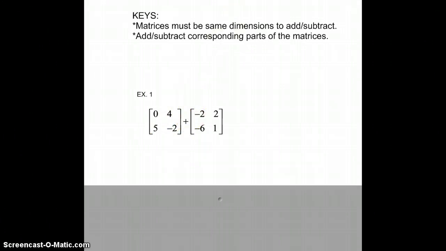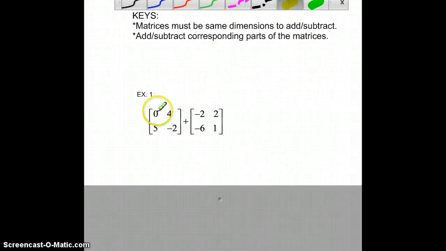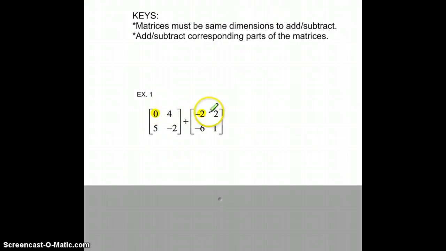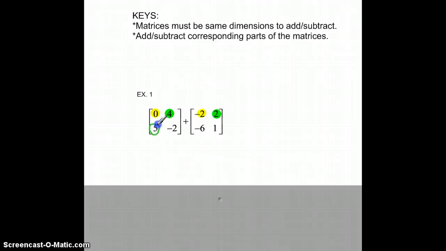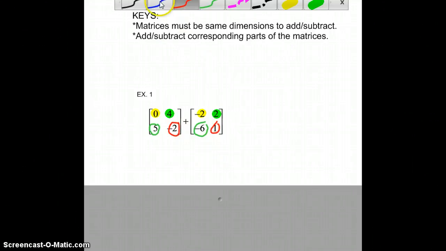And when we talk about corresponding parts here, it's pretty simple. The 0 corresponds with this -2. The 4 goes with the +2. This 5 obviously is going to go with the -6. And at this point, you should see the trend we've got going here. The -2 corresponds with the +1. So all we're going to do is just the basic operations that we get when we combine these.